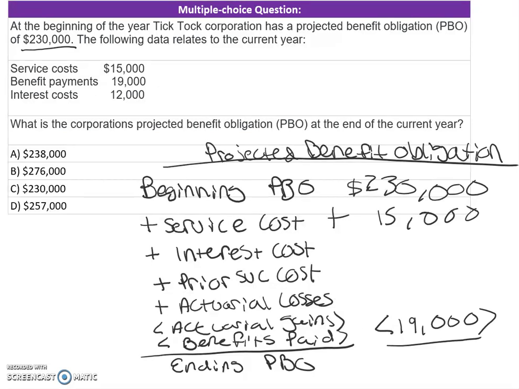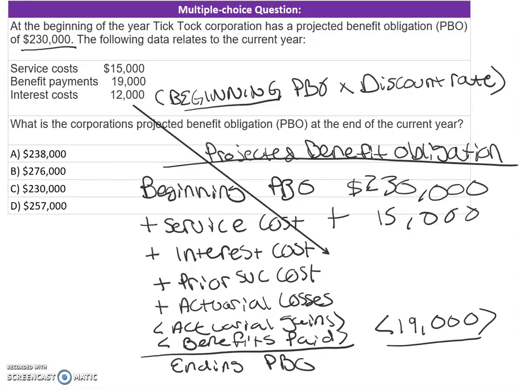What about our interest costs? So our interest costs, if they don't give it to you, they are obviously in this question, but if they don't, it's going to be the beginning projected benefit obligation times the given discount rate. They'll always give you the discount rate. So easy enough here, they gave it to us. We need to add this to our obligation.